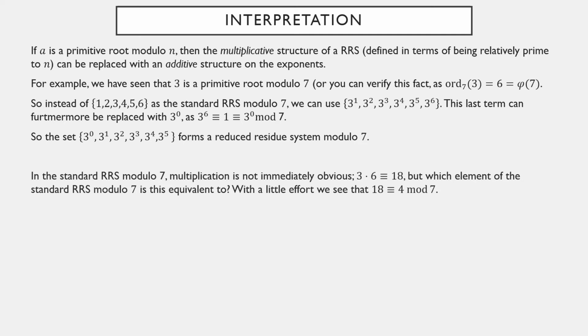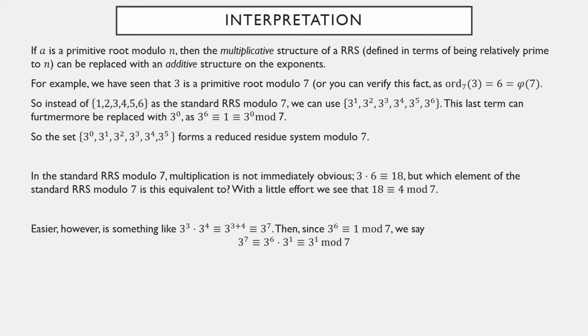In the standard reduced residue system mod 7, multiplication might not be immediately obvious. Okay, 3 times 6 is 18, but which element of the reduced residue system is that equivalent to? It's not very difficult to see that 18 is equivalent to 4 modulo 7. But easier would be something like 3 cubed times 3 to the 4th is equivalent to 3 to the 7th, and 6 was the order, so I can take that out and just say 3 to the 7th is equivalent to 3 to the 1st, mod 7. Therefore, 3 cubed times 3 to the 4th is equivalent to 3 to the 1st, mod 7. It replaces the question of doing multiplication with doing addition within the reduced residue system mod n.